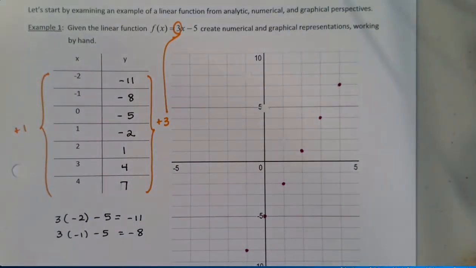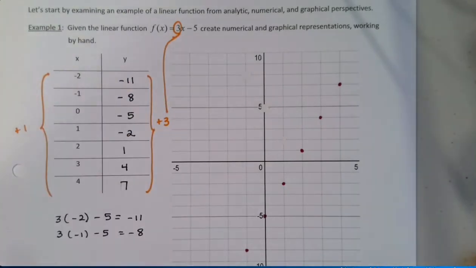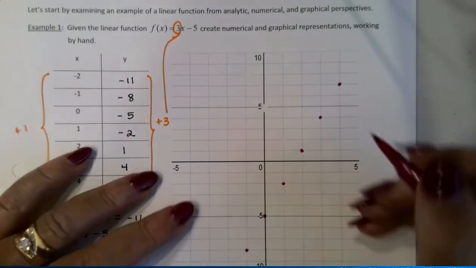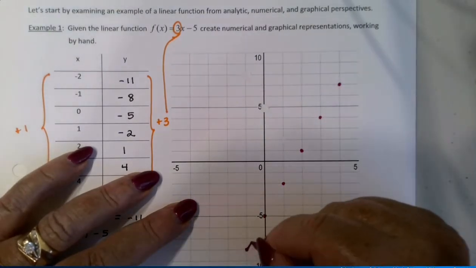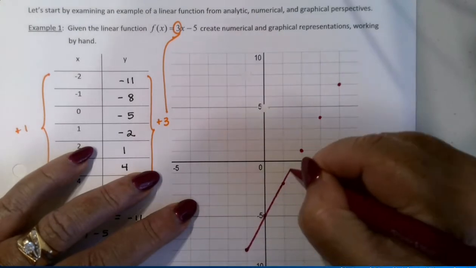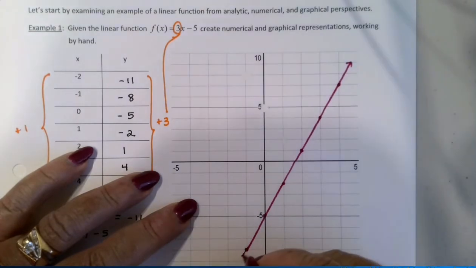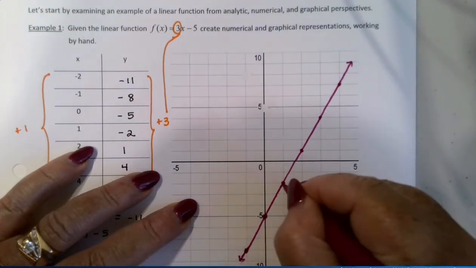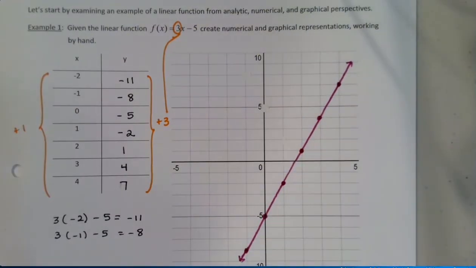And so I've got some individual points plotted. Of course, I didn't choose to put fractions or decimals into my equation, but I certainly could have. This is a continuous function. And you'll notice that if I connect the points that I drew, I do indeed get a straight line. And not surprisingly, that's really where the name linear comes from. The graph of a linear function is a straight line.